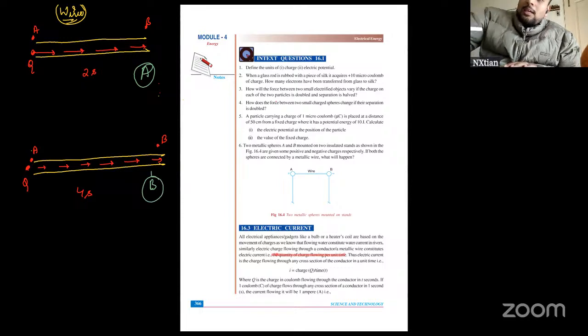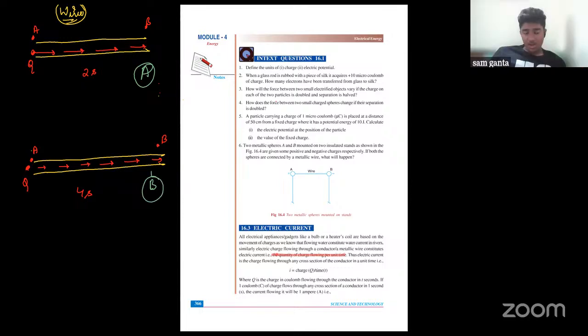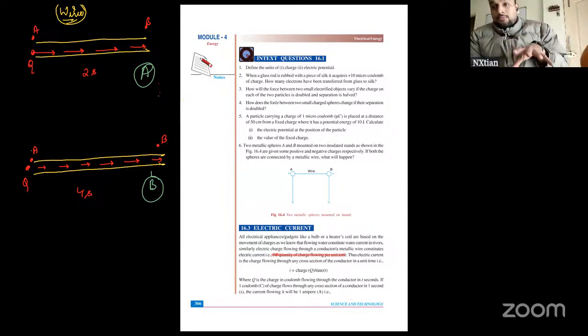Is it option A or option B? What's the question, sir? I'm saying that in option A, the wire is moving. In the wire, the electric charge is moving and takes 2 seconds to reach from A to B. In wire B, the same wire, the same charge, but it takes 4 seconds.